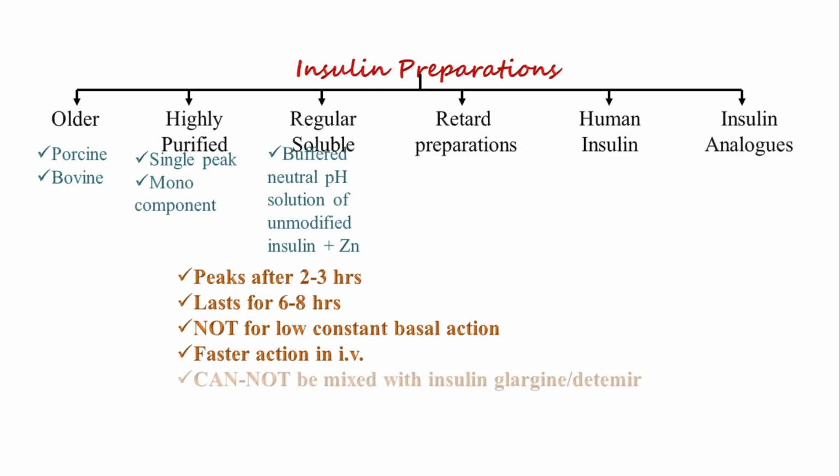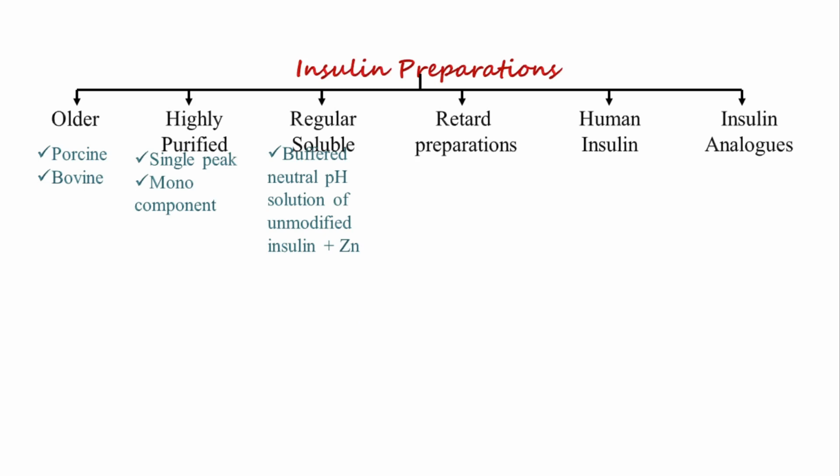One more MCQ I want to add to this is regular soluble insulin cannot be used with insulin glargine and insulin detemir, which are insulin analogs. Just remember this, when we come to analogs, you will know what insulin glargine and detemir are. So the basic problem of regular soluble was 3 or 4 injections in a day. Why not retard the action, slow down the action so insulin can work for a longer period of time?